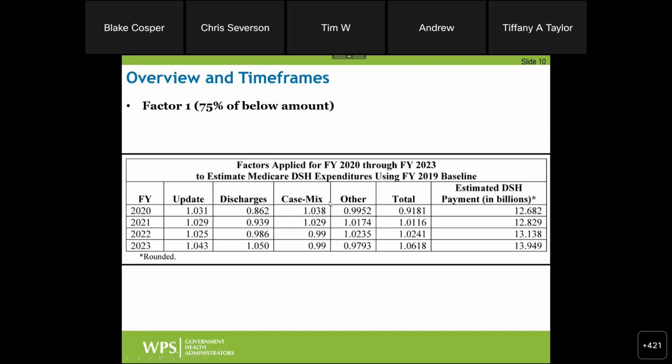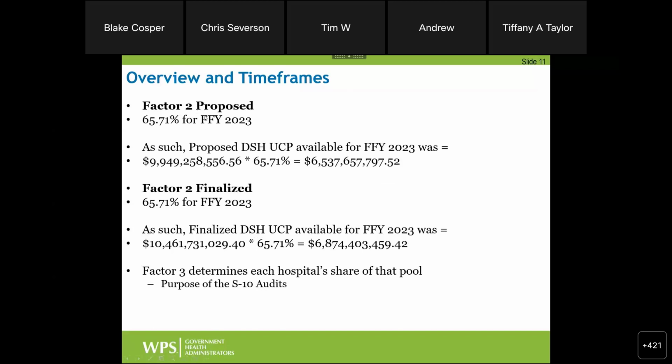From the Federal Register here, you can just see factor 1, and they've done some calculations, but here are the amounts rounded to the billions. Factor 2, I gave you the proposed and the finalized. When you multiply factor 1 and factor 2, that tells us for fiscal year 23, they have approximately $6.8 billion available for uncompensated care payments. And again, factor 3 is your share of it.